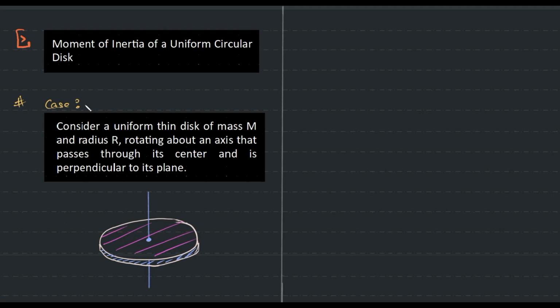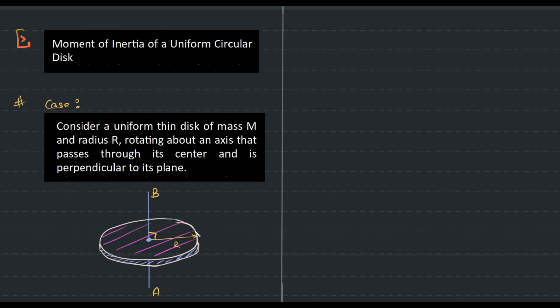We are considering a uniform disk scenario now. We are figuring out the moment of inertia of this uniform disk. So now we are considering that it's to be rotated along this axis, which is perpendicular to the plane. So we are considering a uniform disk of mass m and radius r, rotating about an axis that is passing through the center and is perpendicular to the plane.